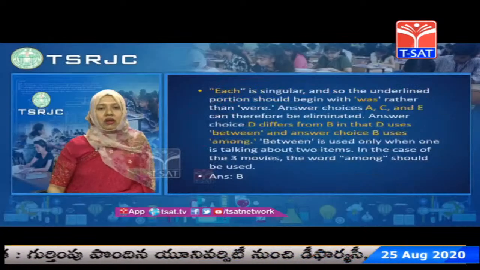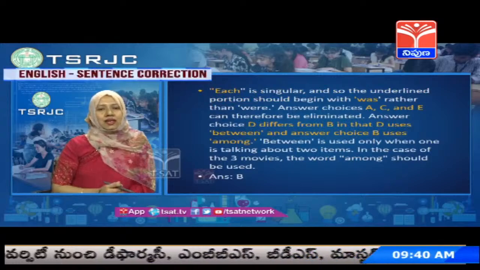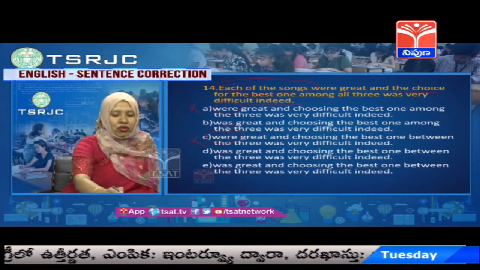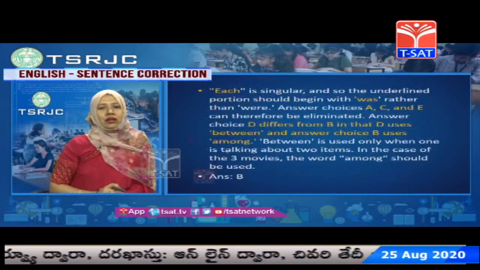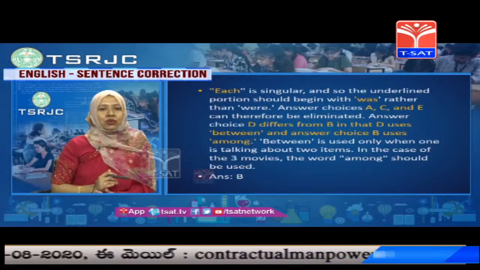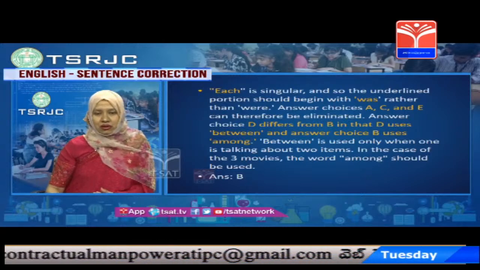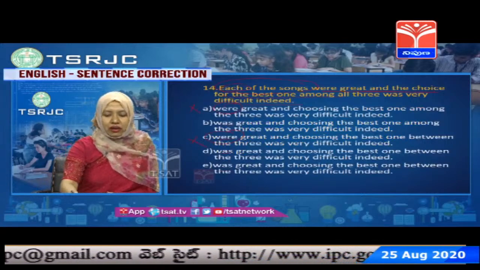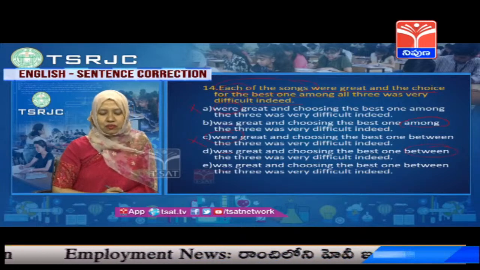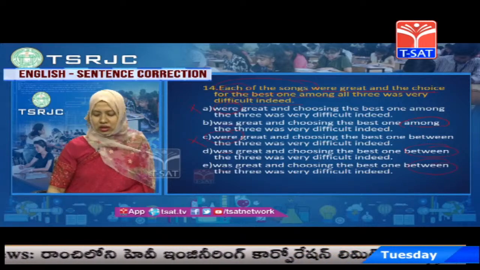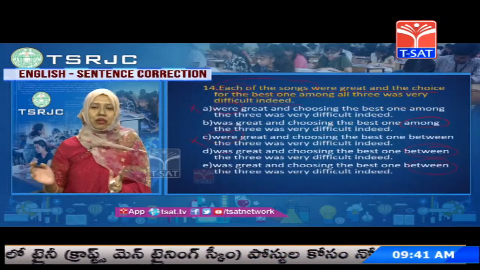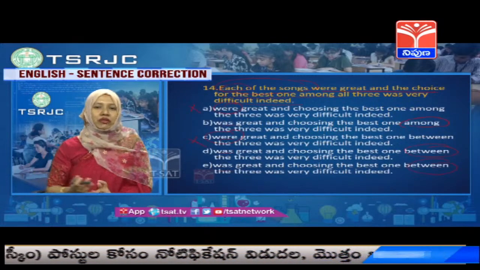How will you do it? Now, if you look at options A, C and E, they are using the verb was, a singular verb. Each is there, so the verb also should be singular. Now, if you look at the options D and B, it differs in that D uses between and B uses among. Here among is used and in option D between is used. Between is the word used when two persons are there.